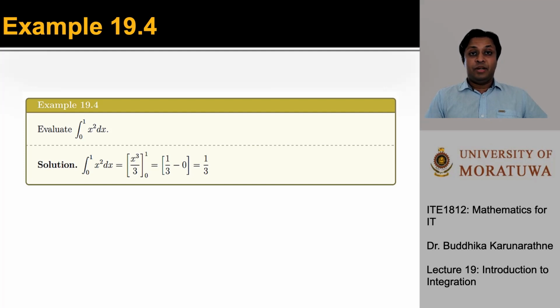After you do the integration, you have to apply these values in the function. So what do you apply first? The value 1. When you substitute 1 in x cubed over 3, you will get 1 over 3. And when you substitute 0, you will get 0. So eventually you do the subtraction, 1 over 3 minus 0, and the answer would be 1 over 3.